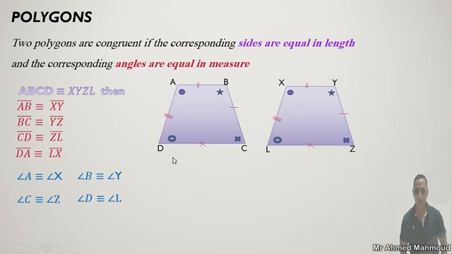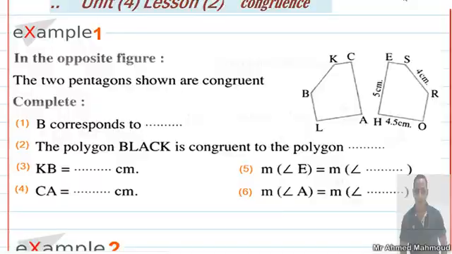Finally, two polygons are said to be congruent if the corresponding sides, as I explained, are equal in length, and the corresponding angles, as I explained, are equal in measure. And this is clear now. Let's solve the next examples.